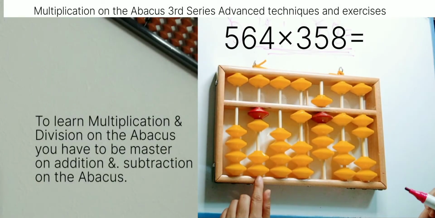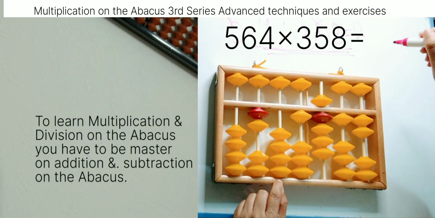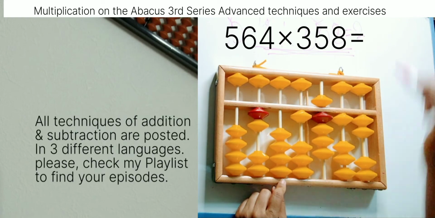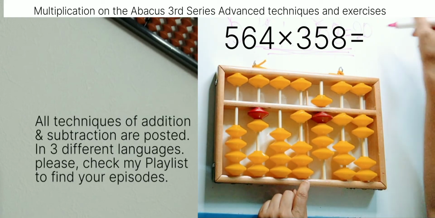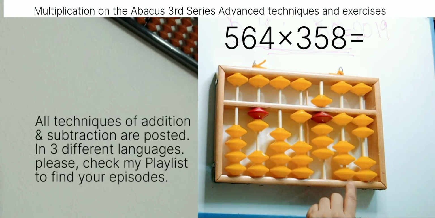Our answer is 100,000 rod 2, 10,000 rod nothing means it's 0, 1,000 rod 1, 100 rod 9, tens rod 1, and ones rod 2. 201,912 is our answer.